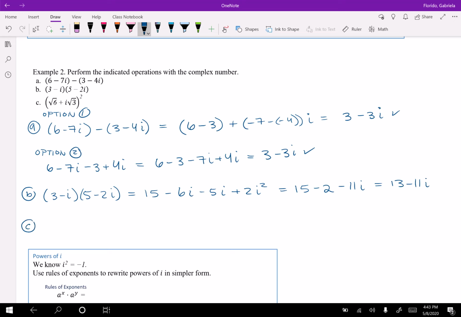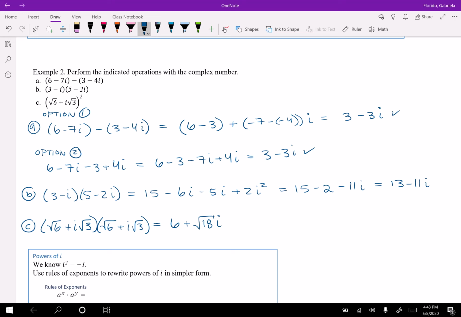Now C here, we have a little bit of square roots. So we have the square root of 6 plus i times the square root of 3, times the square root of 6 plus i times the square root of 3. Again, there's a power 2, which means we're going to multiply these binomials together. All right, so the square root of 6 times the square root of 6, that just gives us 6. The square root of 6 times the square root of 3i, that's going to give us the square root of 18i.